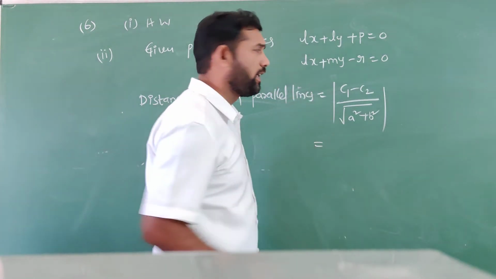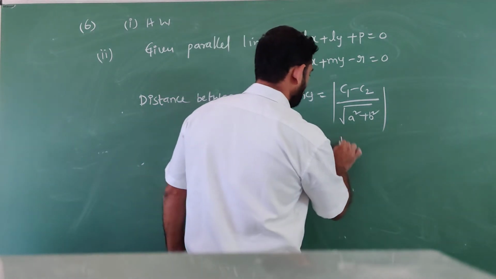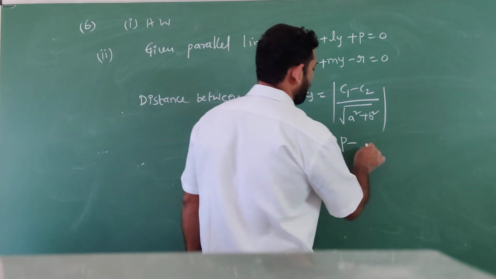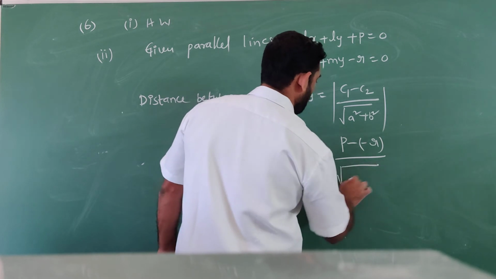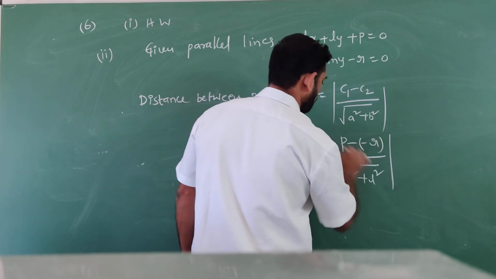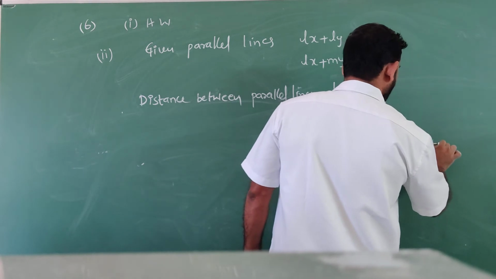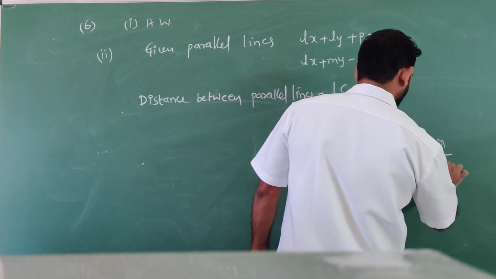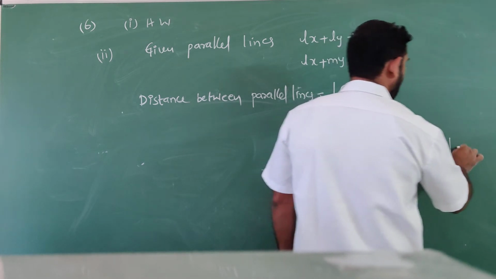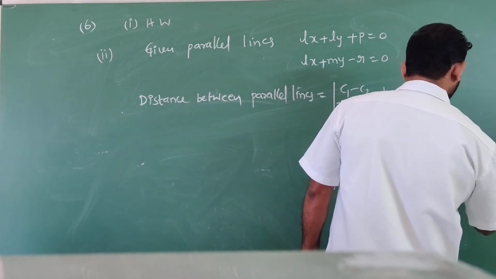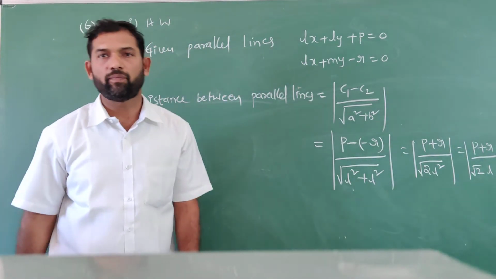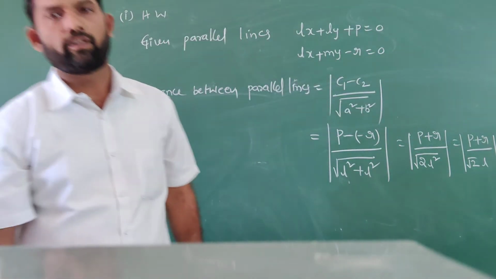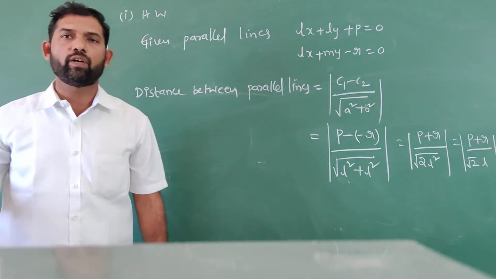Now note what I will take here. C1 means P, minus C2 means minus R, divided by root of L square + L square. Then simplified, it is P + R divided by root of 2 into L square, so root 2 into L. Note down fast. The first one you have to do as homework.